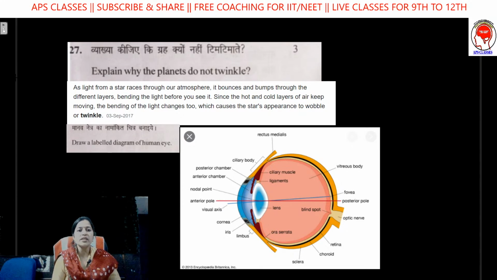As light from a star races through our atmosphere, it bounces and bumps through the different layers, bending the light before you see it. Since the hot and cold layers of air keep moving, the bending of the light changes too, which causes the star's appearance to bubble or twinkle.